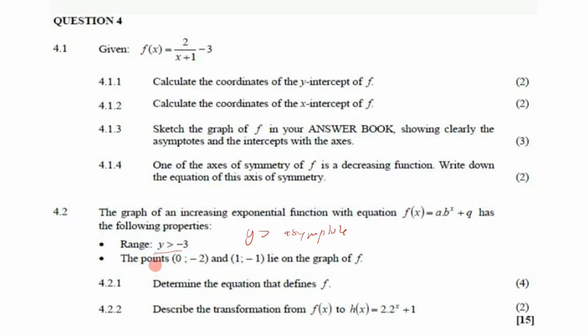Then the points (0, -2) and (1, -1) lie on the graph of f. Now 4.2.1 says determine the equation that defines f, but we already have q. The q is represented by this here. So remember, q is our asymptote, and this is saying y greater than the asymptote. So q is -3 straight away.